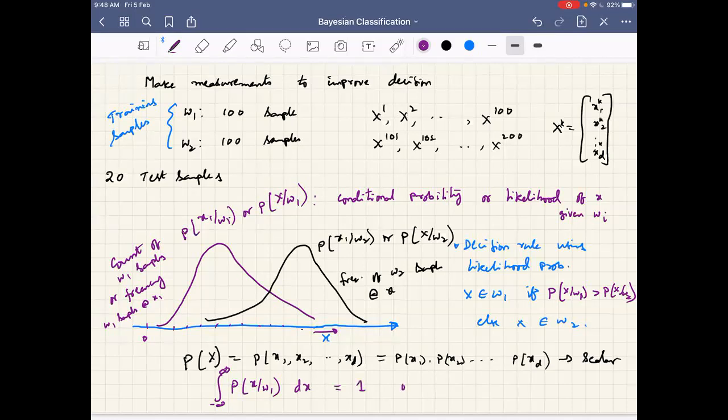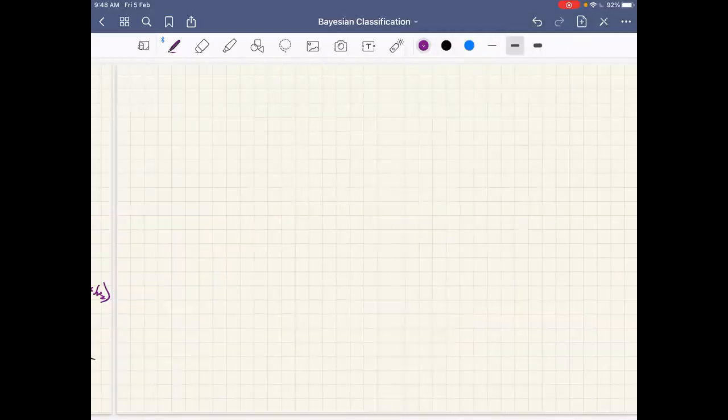Yeah. And similarly, the integral from minus infinity to infinity of P of X given omega 2 is also equal to 1, because both are two different densities. But if I want to make a decision rule, I'm comparing both of them. So X belongs to omega I, that is the maximum of P of X given omega I, for a multi-class classification problem. Correct?